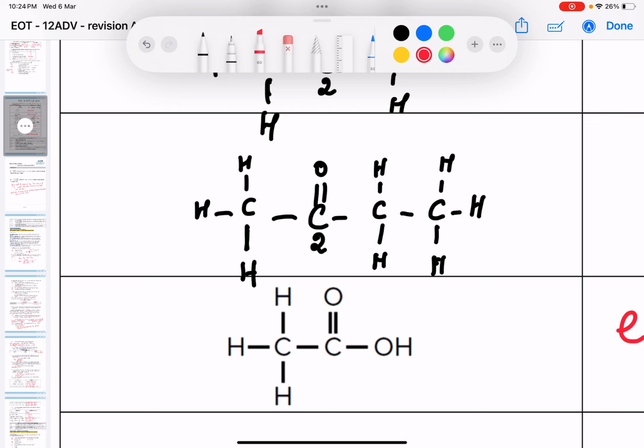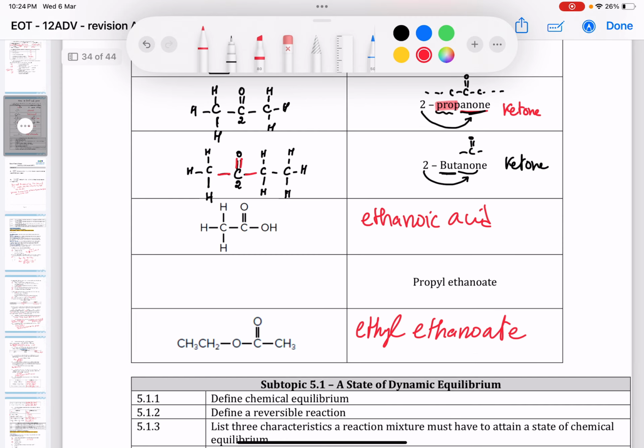Just pay attention that this carbon doesn't take any more hydrogens because it already has 1, 2, 3, 4 bonds. So no more hydrogens on it.